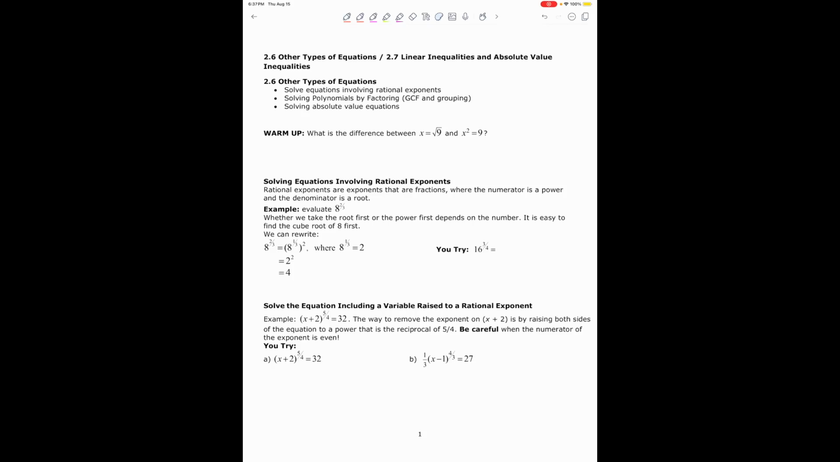Sections 2.6 and 2.7. First, in section 2.6, other types of equations, you will learn how to solve equations involving rational exponents. You're going to learn how to solve polynomials by factoring the greatest common factor and regrouping. You're going to learn how to solve absolute value equations.